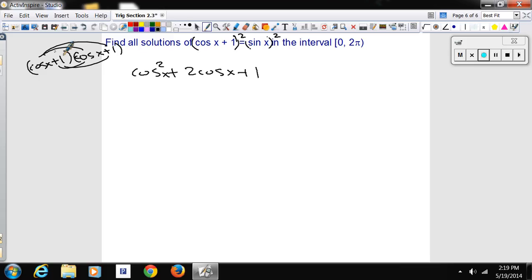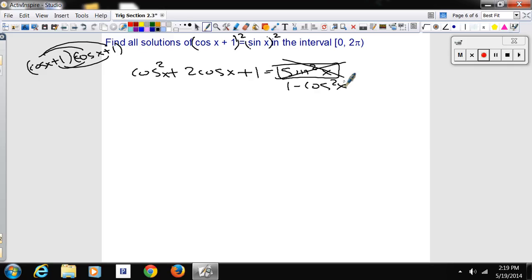Because cosine times cosine is cosine squared. Then you got a positive cosine, you got another positive cosine, that's 2 positive cosines. Then you've got a positive 1. And it equals sine squared. But what could I put in the place of sine squared? 1 minus cosine squared would be the same as sine squared. So 1 minus cosine squared is what I'm going to put in its place.